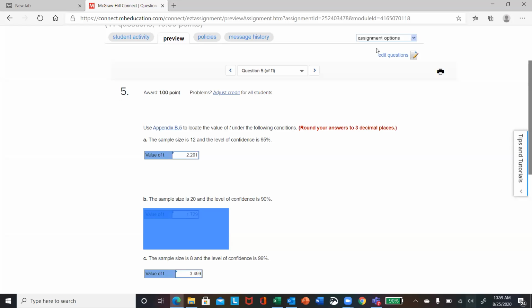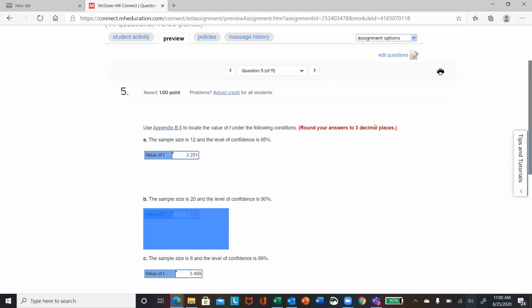All right, so let's check out problem number 5. In problem number 5, we're going to be using what they call the T distribution table. You will be using this table anytime that you have what they call the sample standard deviation. In other words, you do not know the population standard deviation. And again, they'll tell you that in the problems.